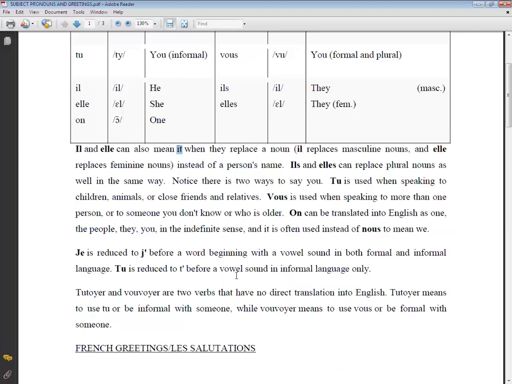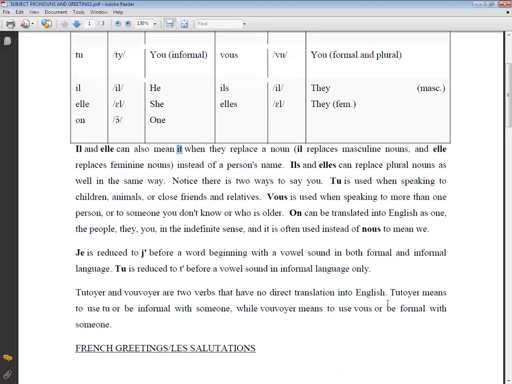Notice there are two ways to say you. Tu is used when speaking to children, animals or close friends and relatives. That is what I'd explained, remember? Vous is used when speaking to more than one person or to someone you don't know or who is older.